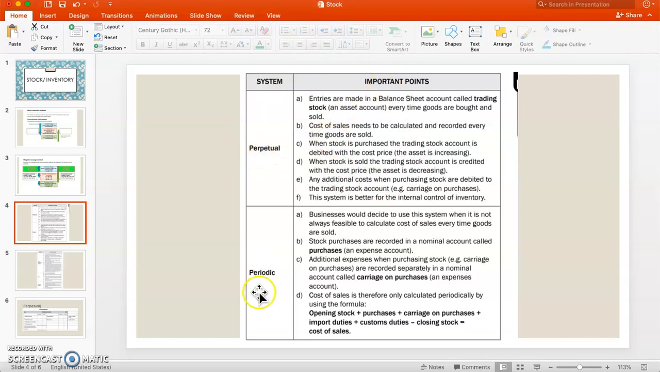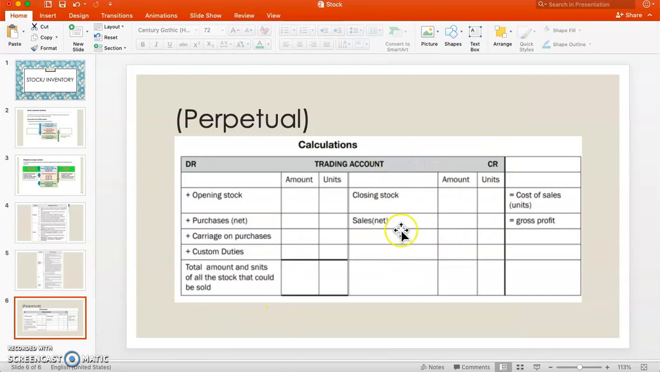However, when you're using the periodic system, you need to learn the cost of sales formula. And here it is: opening stock plus purchases plus carriage on purchases. Carriage on purchases means the transportation of things you have purchased, plus import duties, plus customs duties, and minus closing stock. So learn this formula for periodic, and in the perpetual, learn the trading stock account.